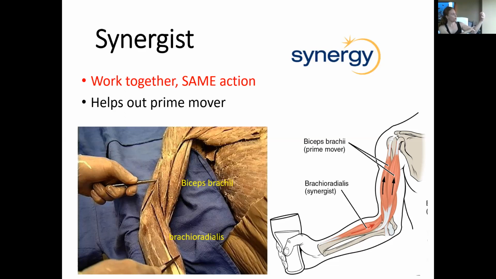Okay, this is called the brachioradialis muscle. So when you provide tension, you'll notice how it kind of comes out right here. That's the brachioradialis muscle. And so this right here is a synergist for arm flexion because it helps out the action of the prime mover, which is the biceps brachii. So the prime mover or the agonist would be the biceps brachii, and the synergist, the one that helps out with the action, is the brachioradialis muscle right there. So the action for both of those muscles would be arm flexion or elbow flexion.